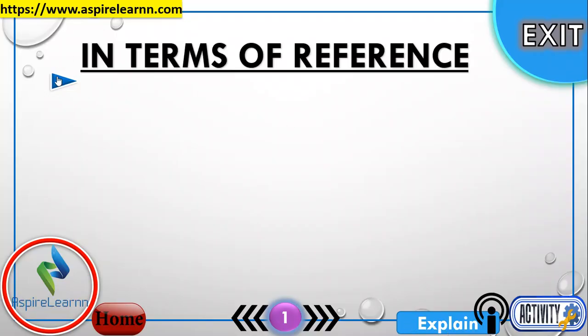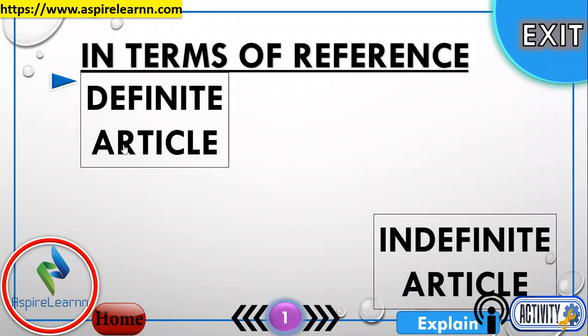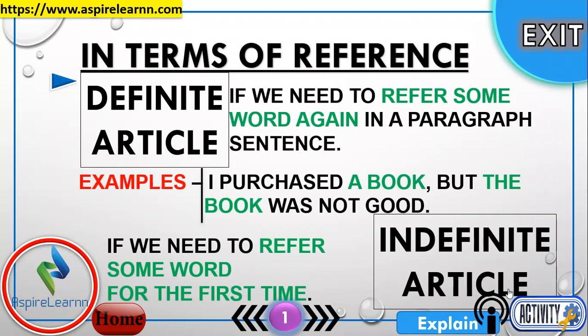The use of definite and indefinite articles in terms of reference. Key takeaways: the definite article, the, is used when referring to something already mentioned in a sentence or paragraph. Example, I purchased a book, but the book was not good. First mention, a book, indefinite, because we don't know which book. Second mention, the book, definite, because now we know which book is being discussed.